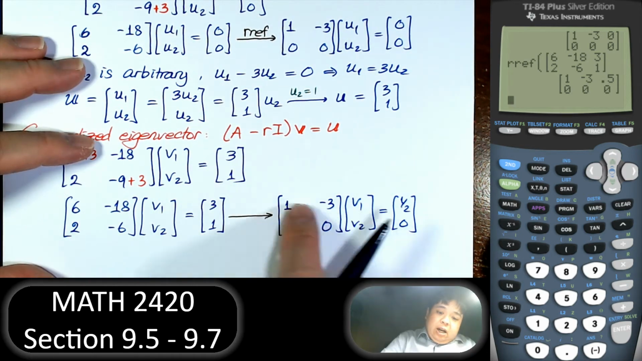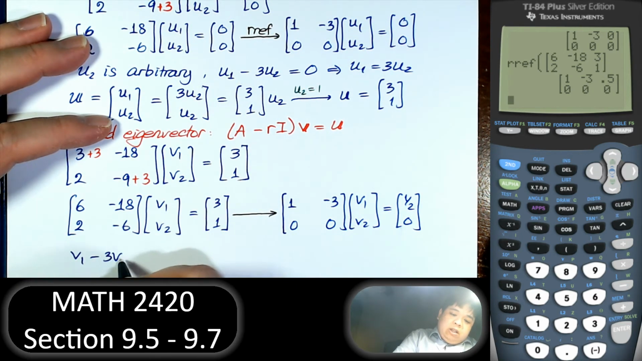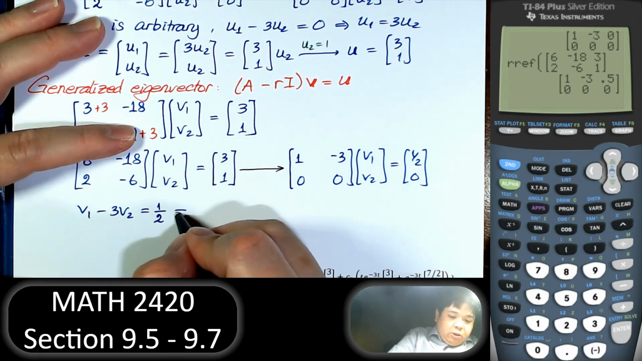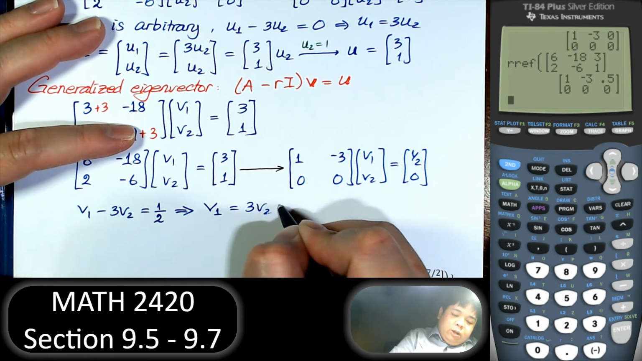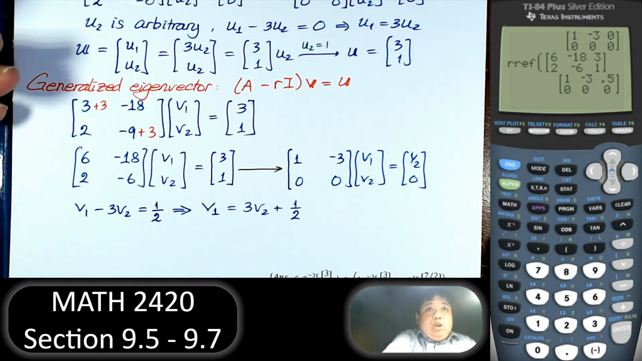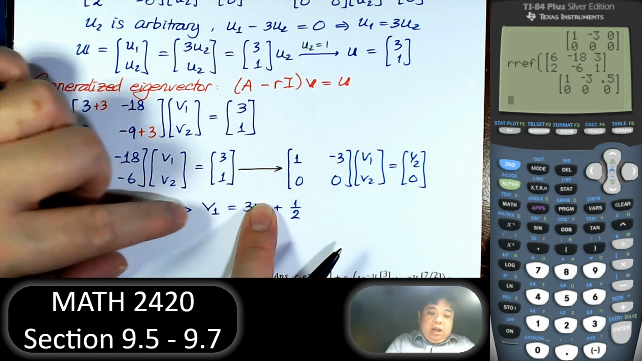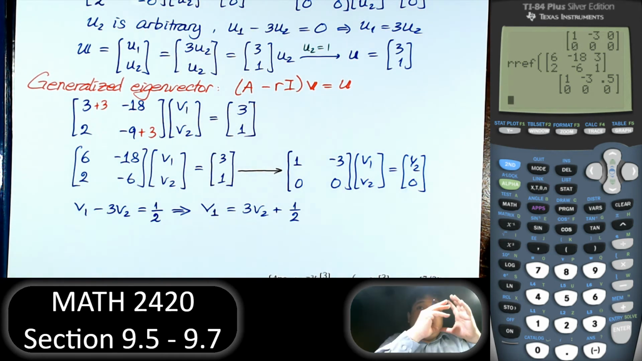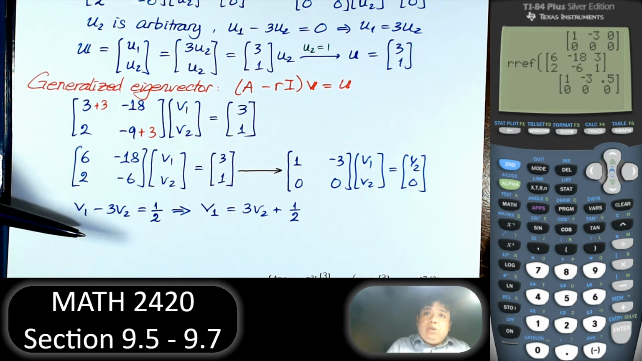So in this case, multiplying the first row, we have v1 minus 3 v2 equal to 1/2. So we can say v1 is equal to 3 v2 plus 1/2. Now we could choose v2 to be anything. We can even choose v2 to be 0 if we want to. Then v1 is 1/2, as long as the eigenvector cannot be a 0 vector. So we can choose v2 to be anything. I choose v2 to be 1.